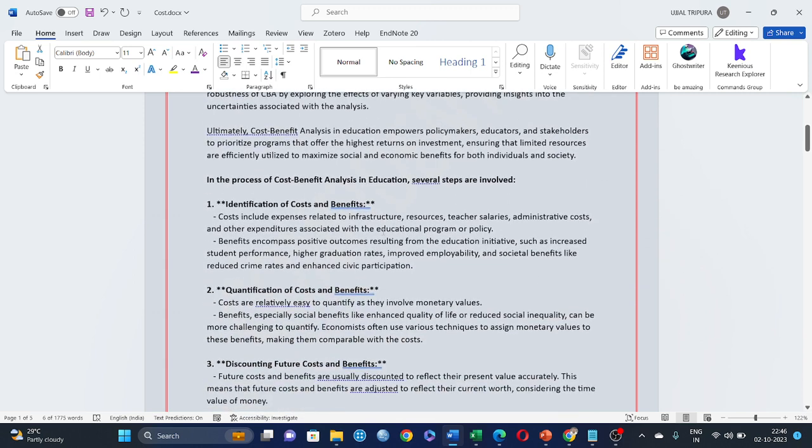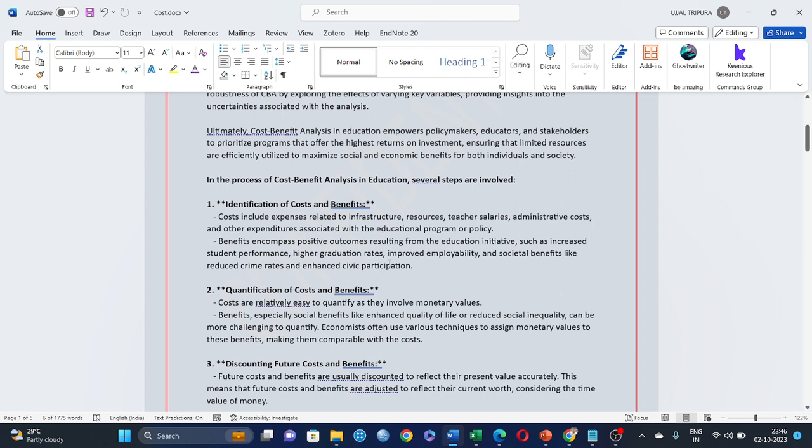Here are some of the steps in the process. First, identification of costs and benefits. What should be the costs and what would be the benefits? The costs include expenses related to infrastructure, teacher salaries, university costs, and other expenditures associated with educational programs and policy, like construction. For meetings and organizing, there is a need for budget money. Those are also costs or expenses.